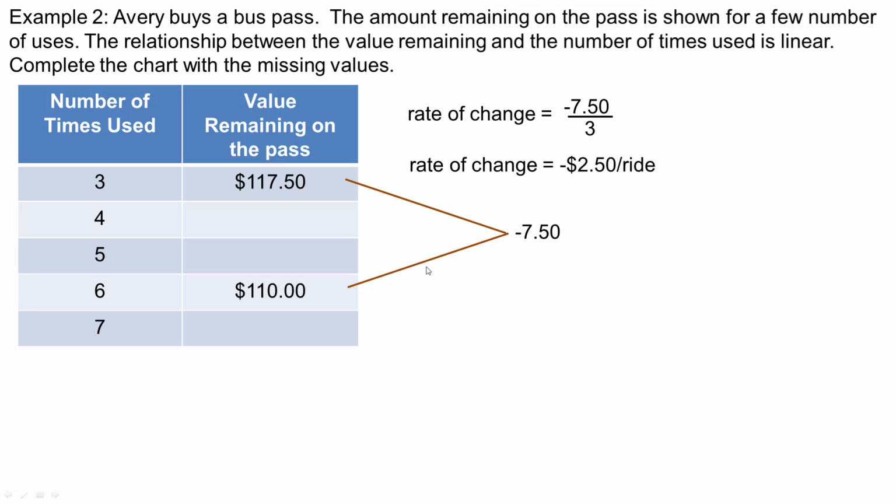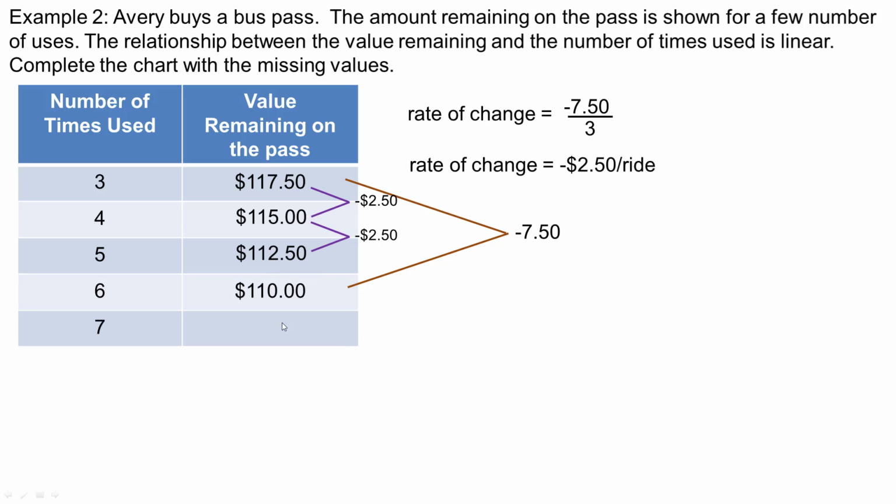So how we can use that is from here to here, it must have gone down $2.50. So $117.50 minus $2.50, that would have to be $115. And then to get the next one, we're going down another $2.50. So from $115, if you subtract $2.50 from it, this would be $112.50.